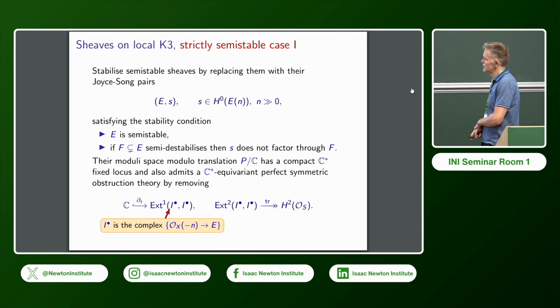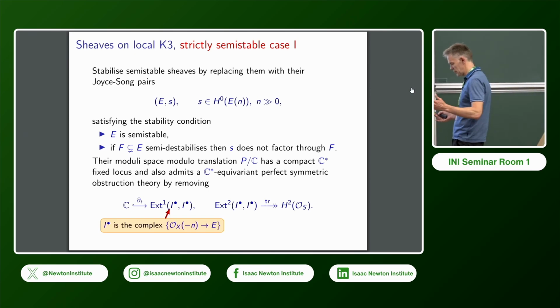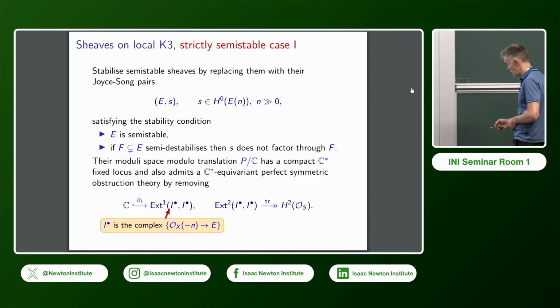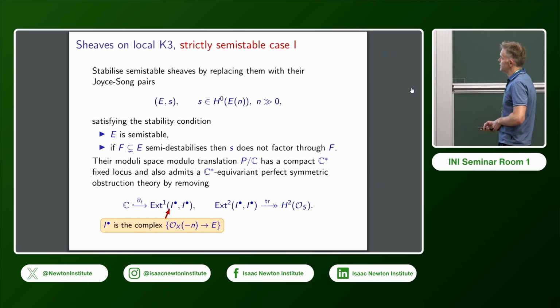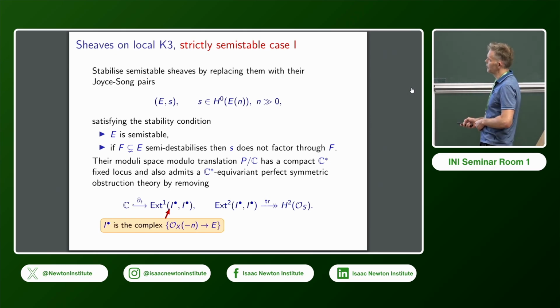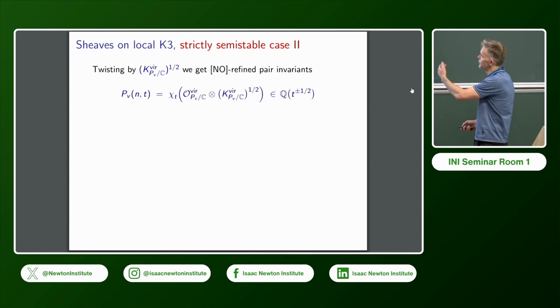And then you do all the same stuff again. It has a natural symmetric obstruction theory. It has these two parts, translation and the co-section, which we remove. So it turns out that the obstruction theory and the deformation theory is all governed by this two-term complex you make from the Joyce-Song pair. And deformations of this complex are equivalent to deformations of the Joyce-Song pair. All right, so again, we get this symmetric obstruction theory, and therefore we get invariants, and we get refined invariants.